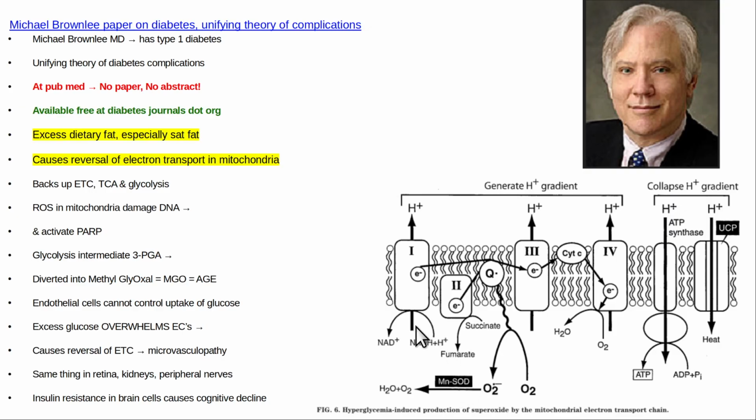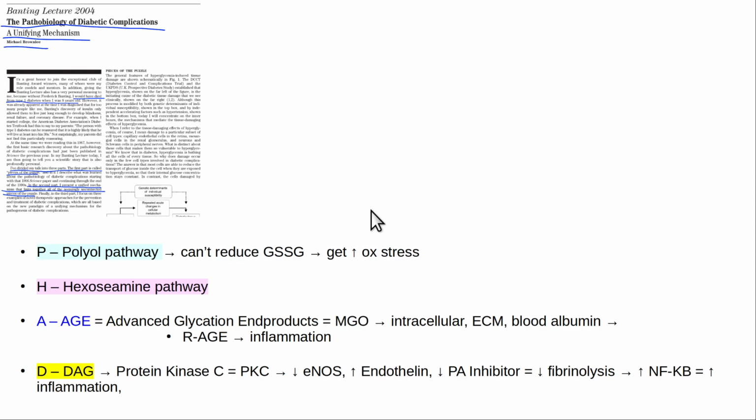I'm going to actually show you the paper. You can get this paper. You just go to diabetesjournals.org. We're going to go through the paper page by page. Okay, so here's the first page, and the key point here is that he says he had type 1 diabetes, and he would have otherwise died if they didn't have insulin available when he was a young child. So he devoted his whole life to studying diabetes, this Michael Brownlee guy, and the guy really is a genius.